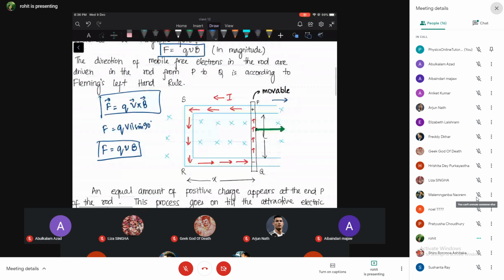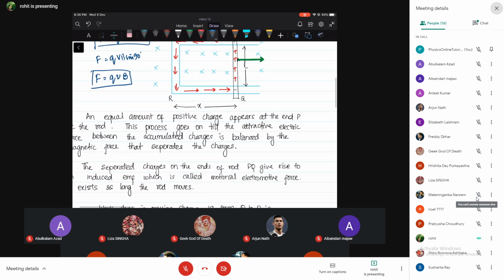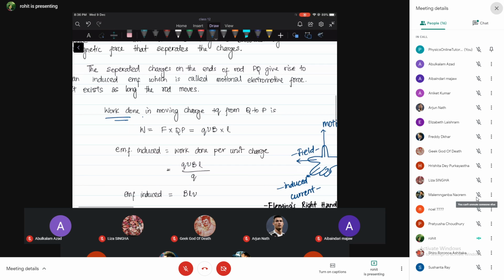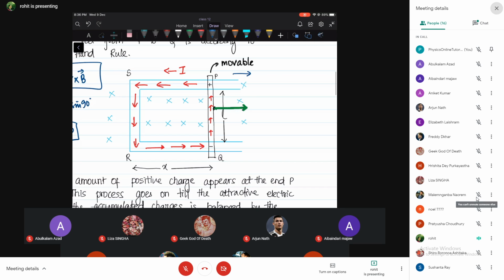Now check. If you remember the definition of work done, the definition of work done is how much force is applied on the charges and how much displacement they undergo. So if you look at this rod right now, the displacement of the charges that I'm talking about is from here to here.